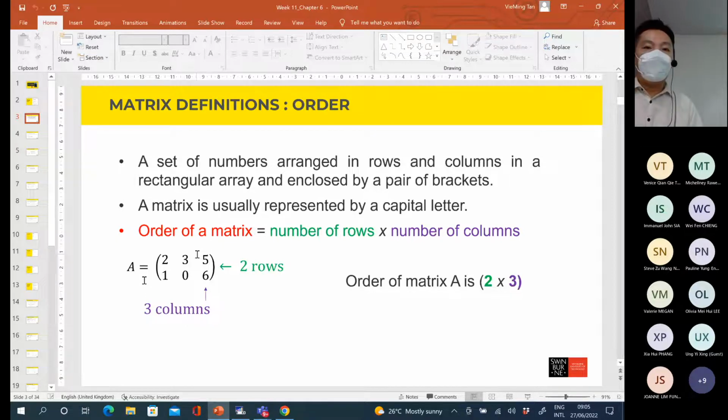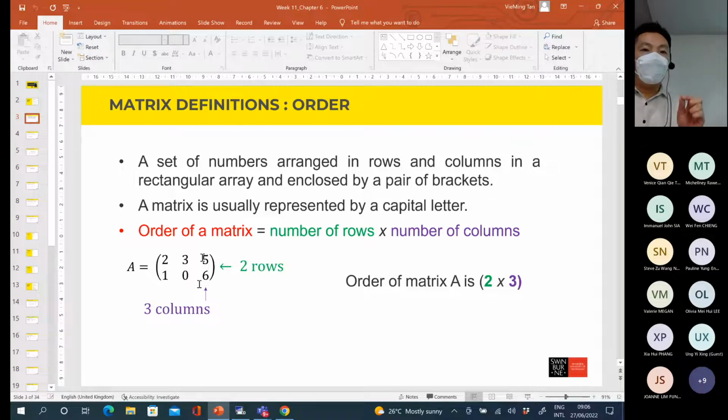Usually we analyze the location of a number based on row and column. This is the first row for matrix A: 1, 2, 3, 5. These elements are in the first row. And the numbers 1, 0, 6 are in the second row. Then column, how to look at the column? For this matrix, there are 3 columns. The first column is this one. 2 and 1 are in the first column, 3 and 0 are in the second column, and 5 and 6 are in the third column.